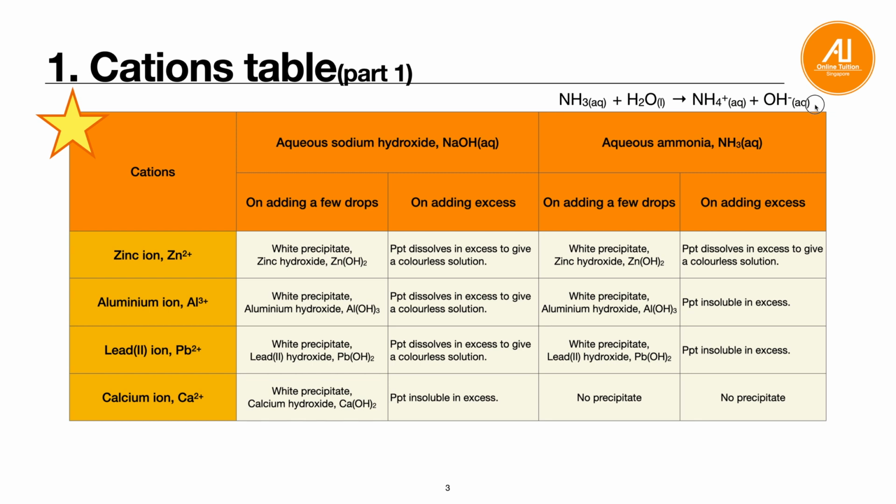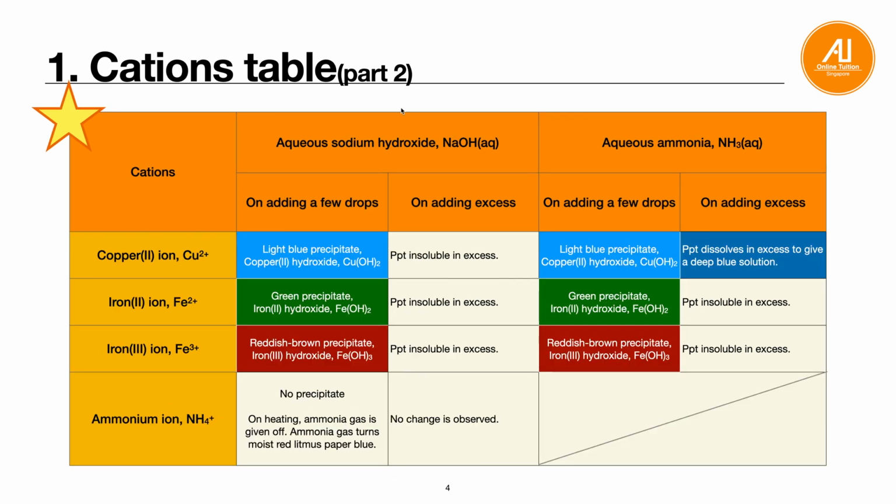Alright, next one, this is part 2. There are the other 4 cations, which are copper, iron 2, iron 3, and ammonium ion. If you add sodium hydroxide, you will get a light blue PPT for copper, and it's insoluble in excess. Iron 2 will be green PPT, insoluble in excess, and iron 3 will be reddish brown PPT, insoluble in excess.